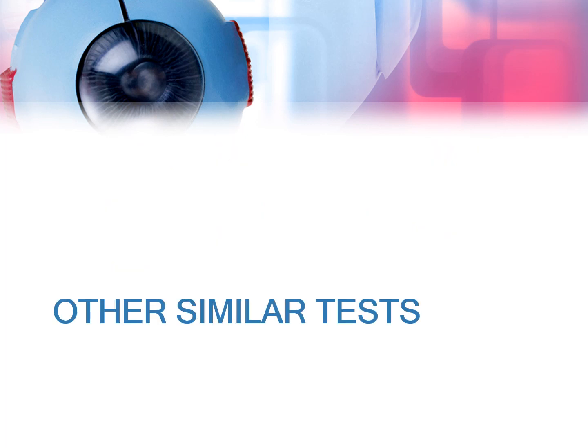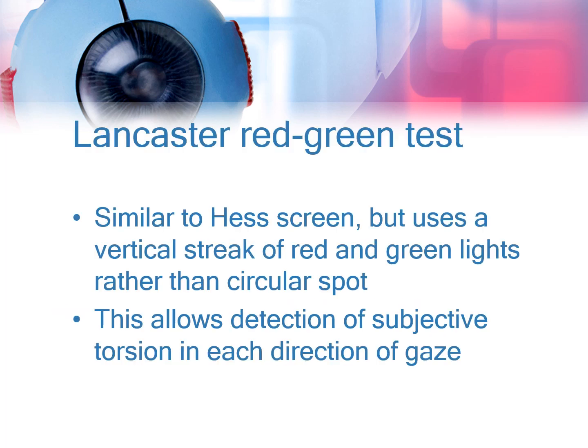There are other tests similar to Hess screen that are based on the same principles. The Lancaster red-green test is one of these tests. It is similar to Hess screen, but uses a vertical streak of red and green light rather than a circular spot of light. This allows detection of subjective torsion in each direction of gaze. The test is similar to Hess screen, but it is only done in 9 points. At each point, the position and the orientation of the streak is plotted.